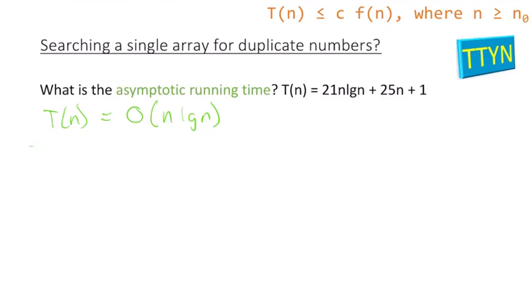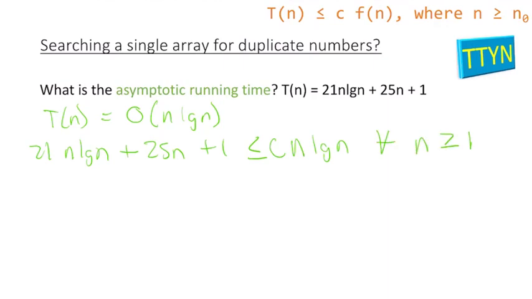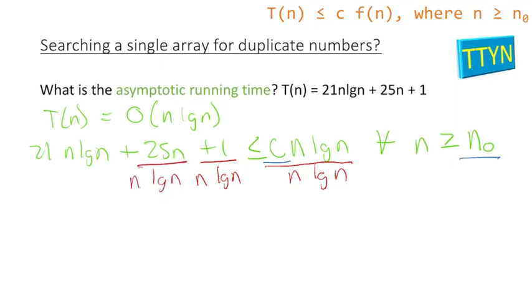So what are we trying to do? We're trying to say that 21 n log n plus 25n plus 1 is less than or equal to n log n times some constant c for all values of n greater than or equal to n naught. And we're trying to find c and n naught. Alright, so a common way to do this is to divide everything by the highest order term. So that's going to cancel it out from here, cancel out an n here, and cancel it out here.